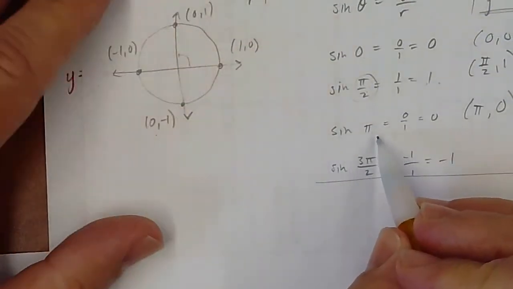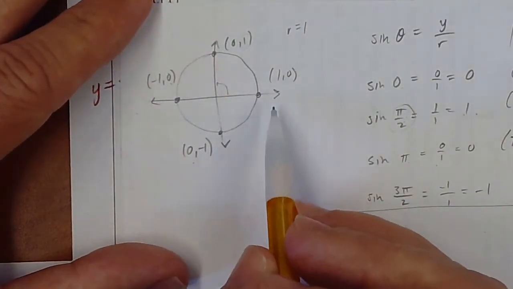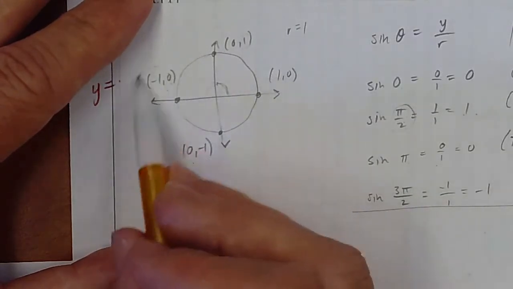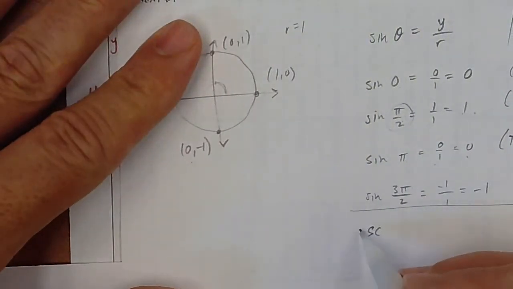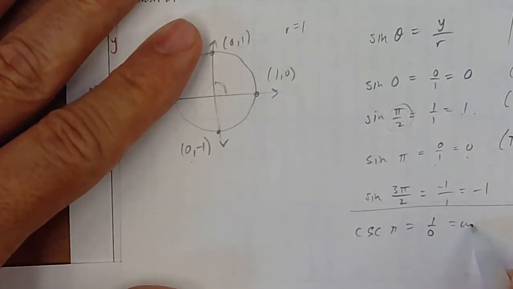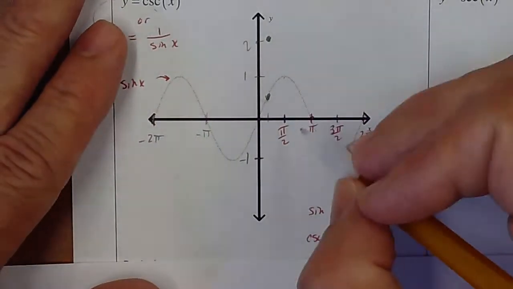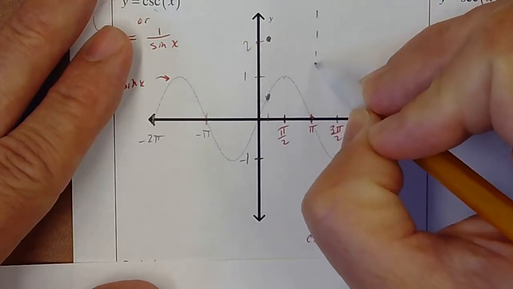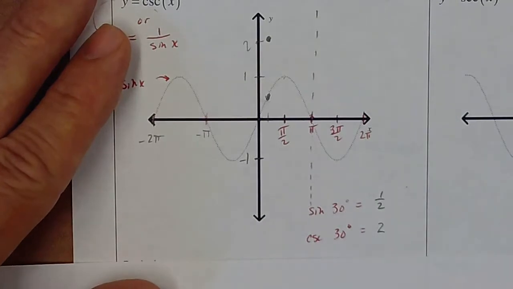Sine of pi, by definition, is y over r. So I'd have to use this point to get that. I'd rotate all the way over here to use this coordinate. So it'd be 0 over 1. That's what I get for sine. So what would cosecant of pi be? Well, if I flip that over, I'd do 1 over 0 and get undefined. Okay? So at pi, we get a value for sine of 0. It's already there. But if it's undefined for cosecant, there's actually an asymptote on the graph here. Go ahead and draw that asymptote through at pi.